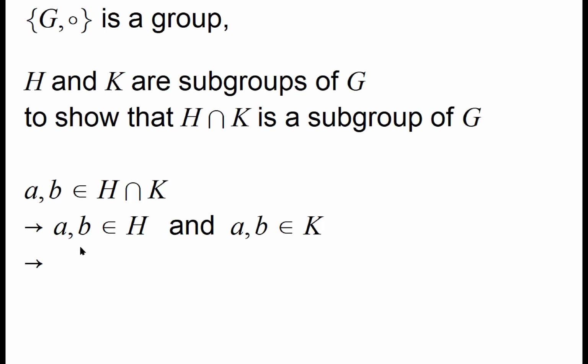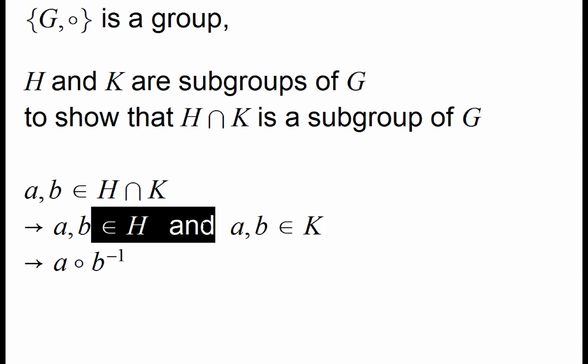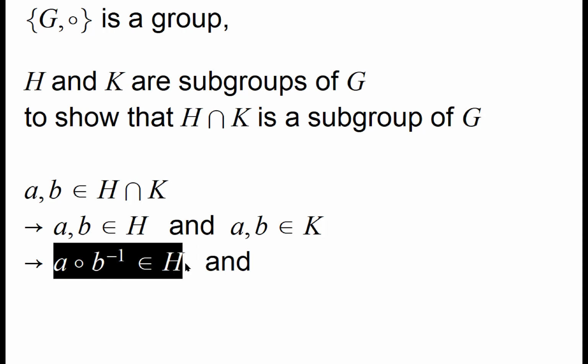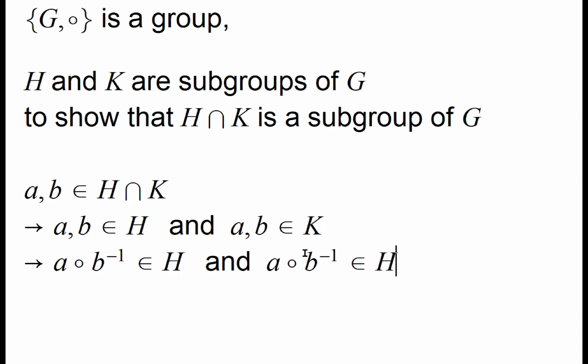Now, what would this mean? That a b inverse belongs to H. Why does it belong to H? Because H is a subgroup. Along the same lines, a b inverse, because K is a subgroup and a and b are in K, belongs to K as well.